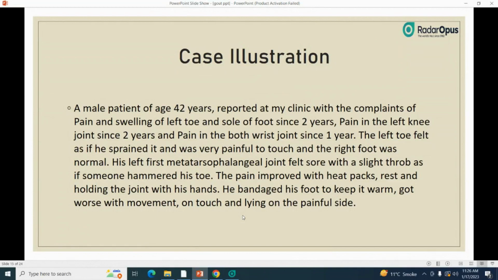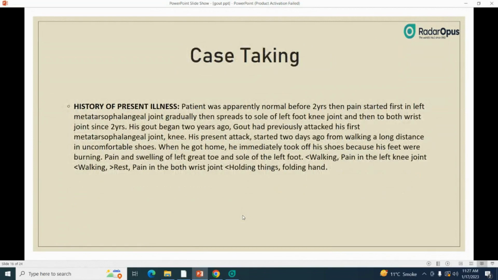His left first metatarsophalangeal joint felt sore with a slight throb, as if someone hammered his toe. The pain improved with heat packs, rest, and holding the joint with his hands. He bandaged his foot to keep it warm. It worsened with movement, on touch, and lying on the painful side.